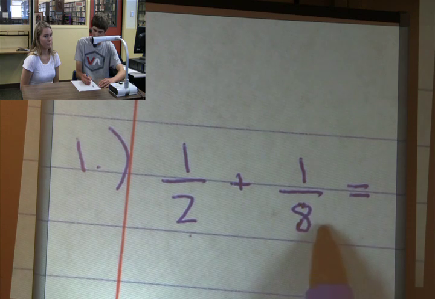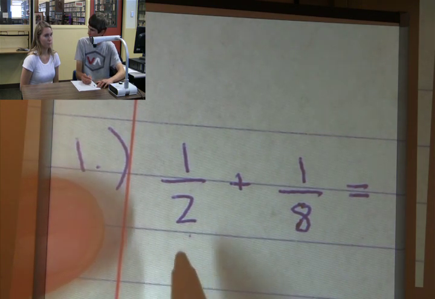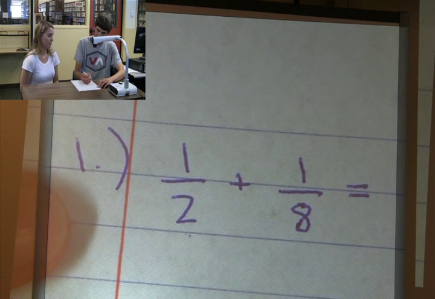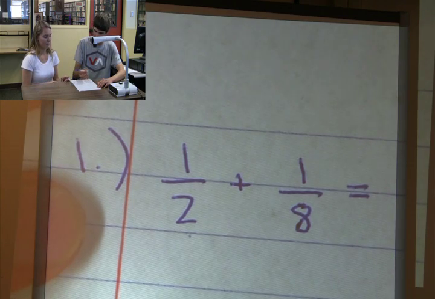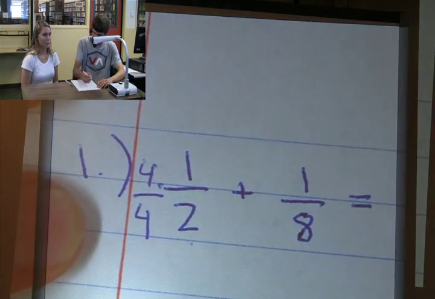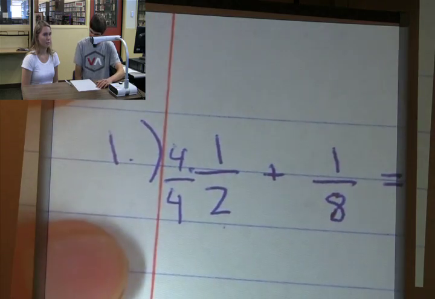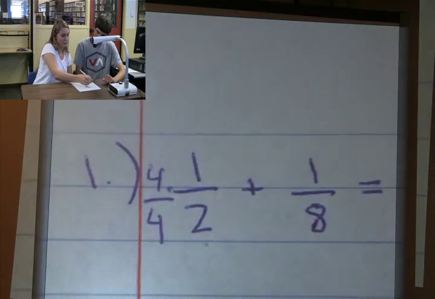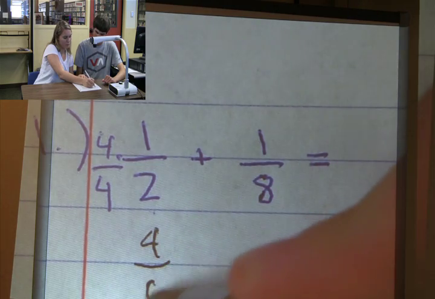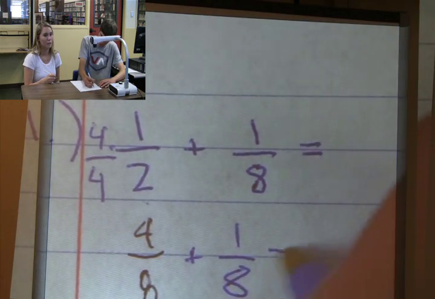So we have 1/8, and we have to make this 1/2. We need the denominator to be 8. Oh, okay, that makes sense. So you could multiply 2 by 4. Right, so what we're doing is like multiplying by 1. So if you multiply 1/2 by 4 over 4, then what would this new fraction be? It would be 4 over 8. Right, so now we have 4 over 8 plus 1 over 8.